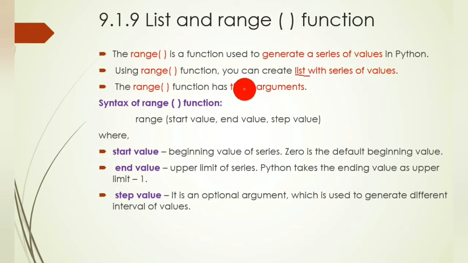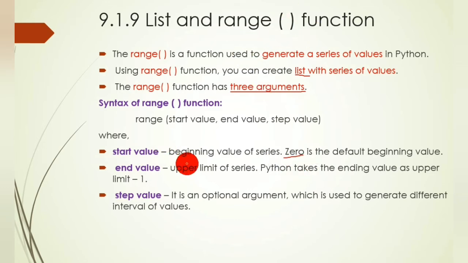The range function has 3 arguments. Now you can see what the arguments of this range function are. The syntax of the range function: within brackets I have to specify the start value, comma, end value, comma, step value. Here the start value is used to specify the beginning value of the series. By default it is considered as 0. The start value by default is 0.